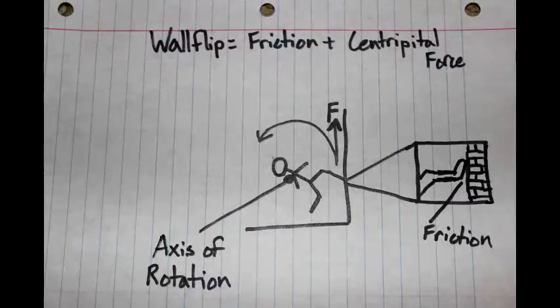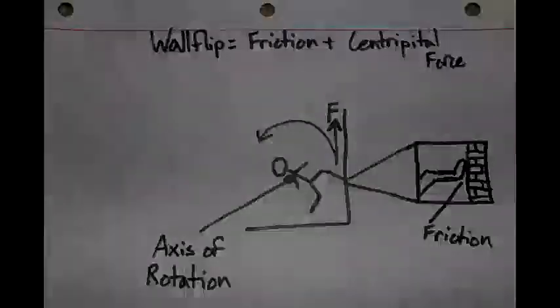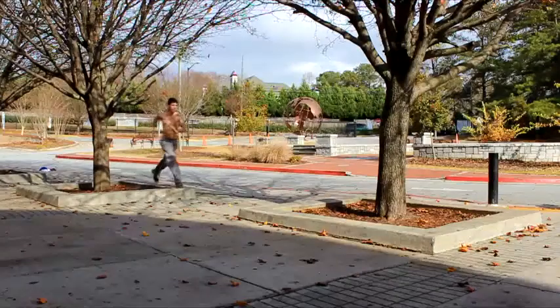To take a closer look, I'm using friction and centripetal force to bring me around. Since my shoes stayed in the same spot on the wall, the frictional force was equal to or greater than my normal force.